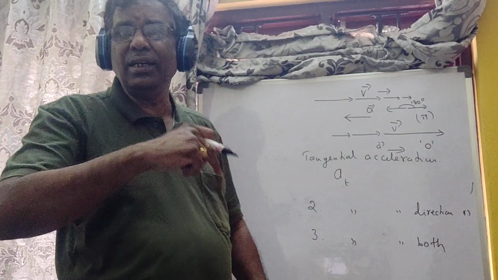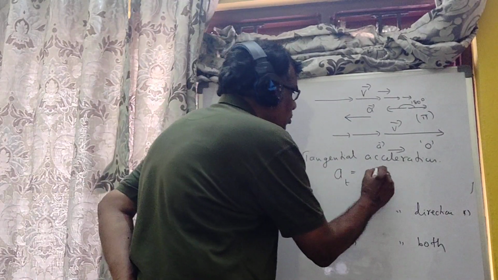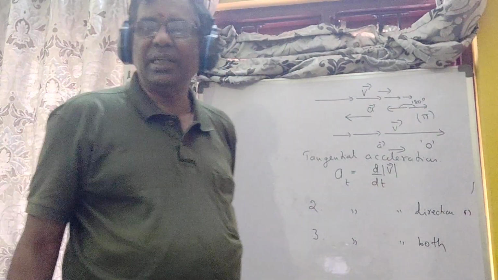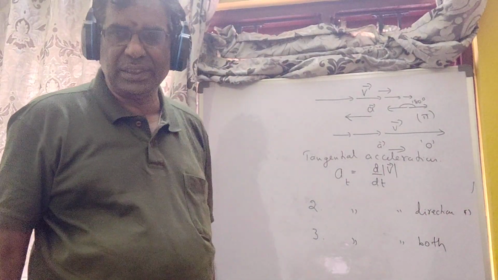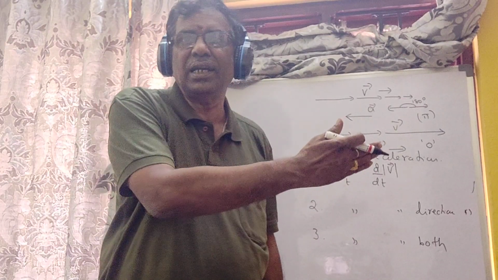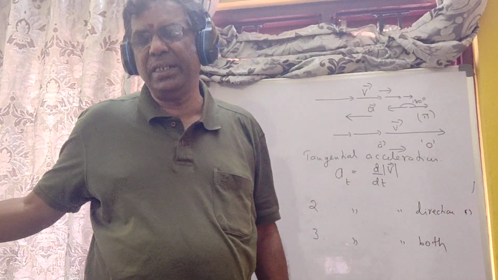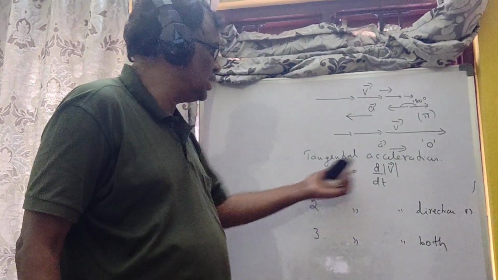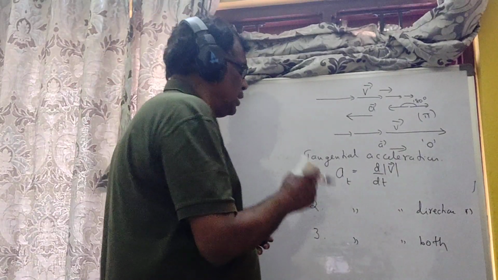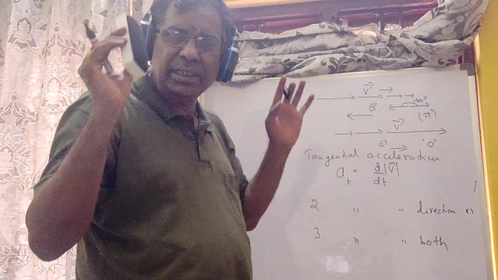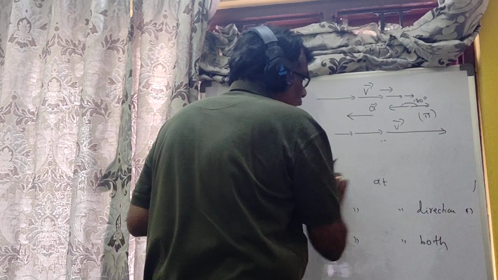So how do you define tangential acceleration? It is nothing but the rate of change of magnitude of velocity. It is called tangential because it is either along the straight line or opposite to the straight line motion. Therefore, in both cases, it is tangential. That's why it is called tangential acceleration. And in 1D motion, we are going to use only A. A there means tangential acceleration only, unless I state something else.